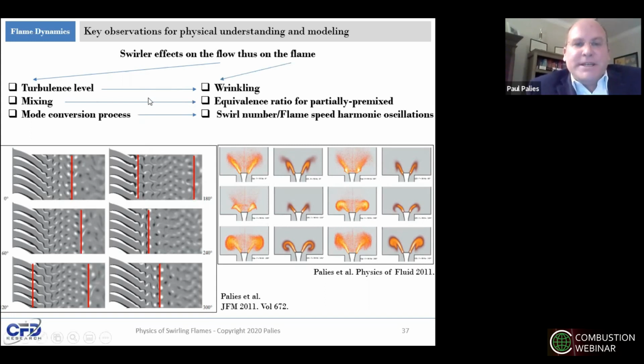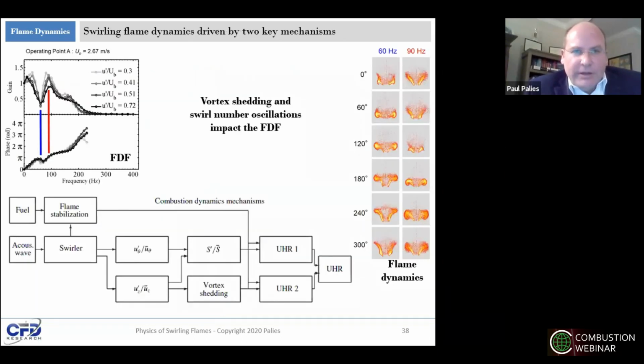Then you have the mixing that is impacted by the swirler effect, and that will have impact on the equivalence ratio for partially premixed system. And then you have the swirler effect on mode conversion, as the position of the swirler is important, and it drives the swirl number wave that is downstream of this swirler. So here, this is from my PhD work, some research of flame dynamic and mode conversion.